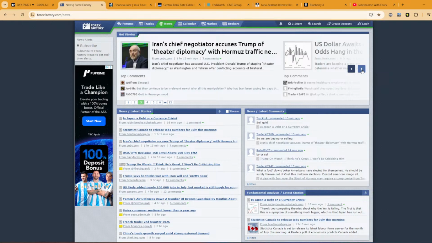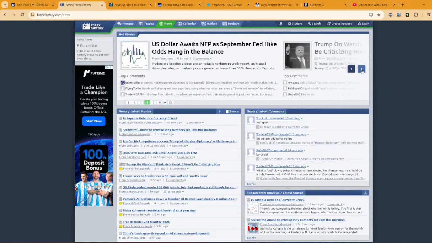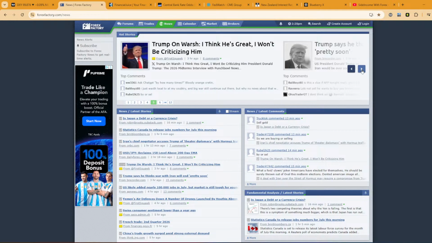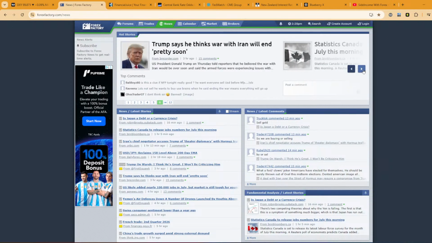Iran chief negotiator, Trump's theater diplomacy, US dollar with NFP, of course. Trump on Kevin Warsh, he said, I think it's great, he won't be criticizing. Yeah, for now, we don't know in the future. Let's see. Trump says he thinks the war with Iran will end. Yeah, how many times has he said that? Don't trust these headlines.